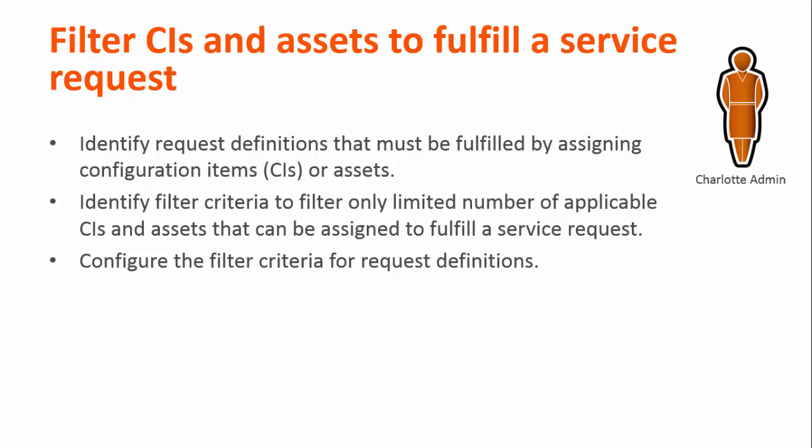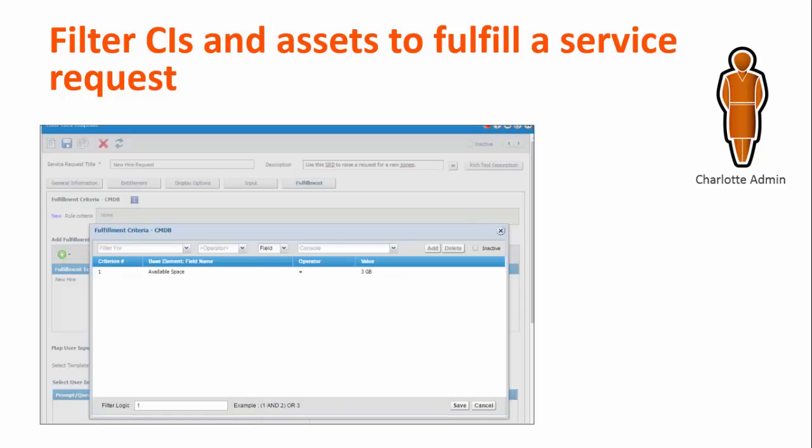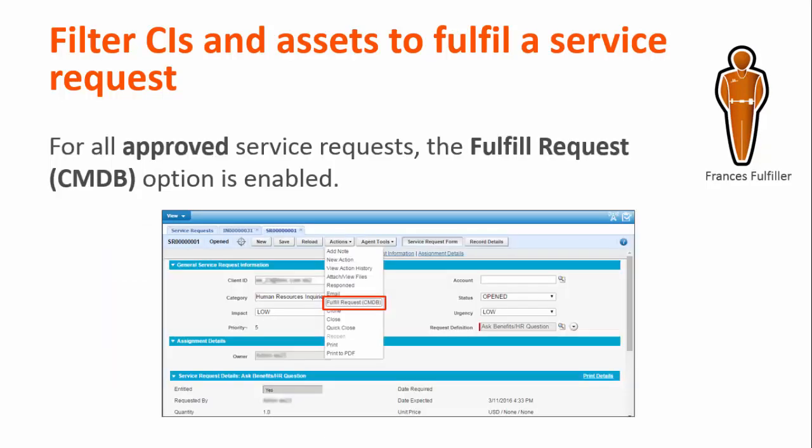However, with this enhancement, you can configure different criteria for each service request definition. System administrators can configure the filter criteria for each request definition on the Fulfillment tab. After the request is approved, when a staff member works on a service request, the Fulfill Request CMDB option appears as enabled in the Actions menu.